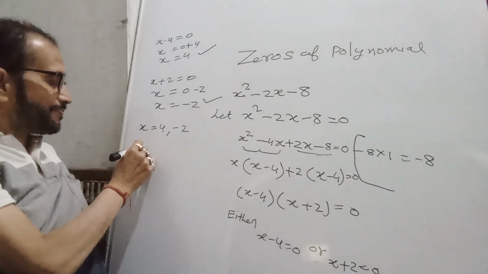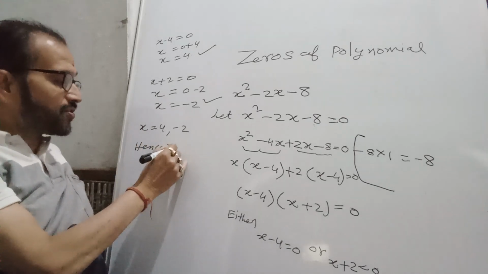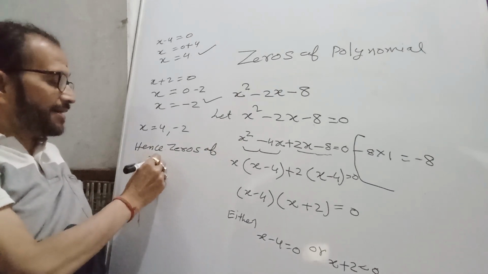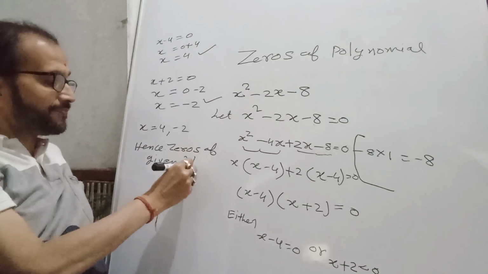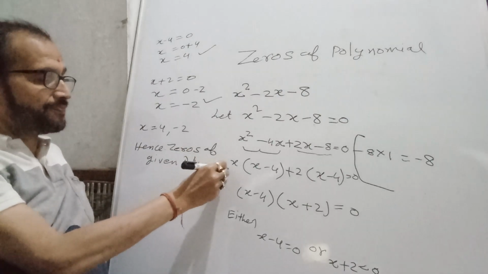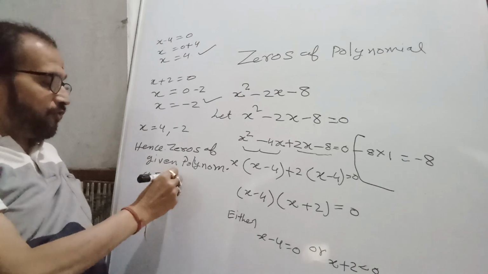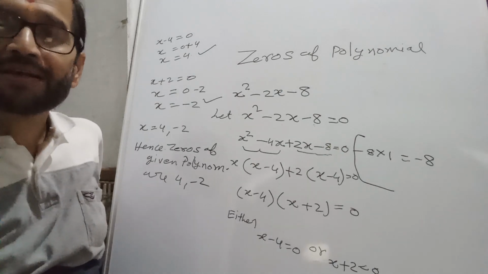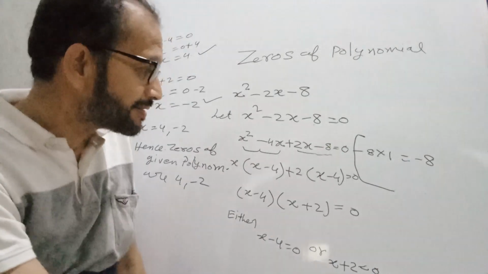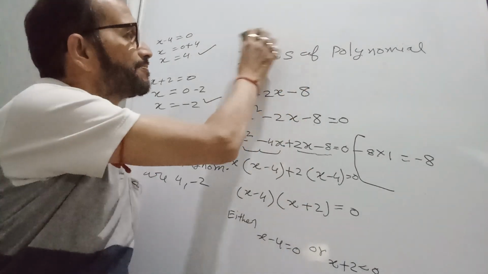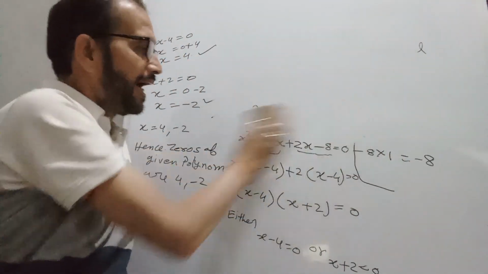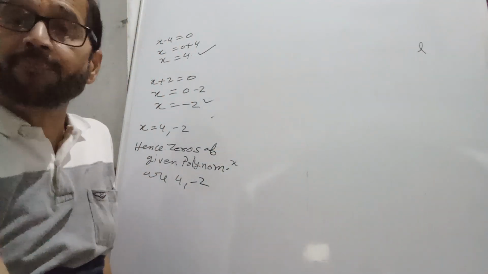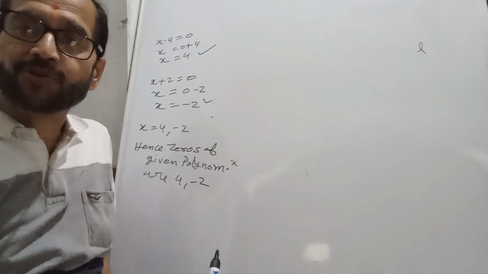Hence, zeros of the given polynomial are 4, minus 2. Okay. Now, another thing I am going to explain, about the sum of the zeros and product of the zeros.